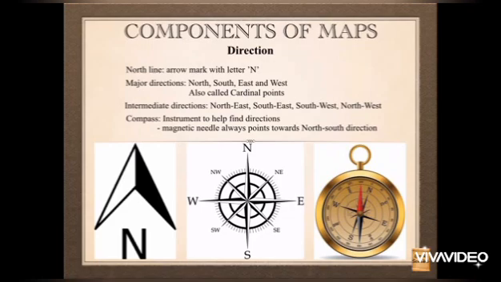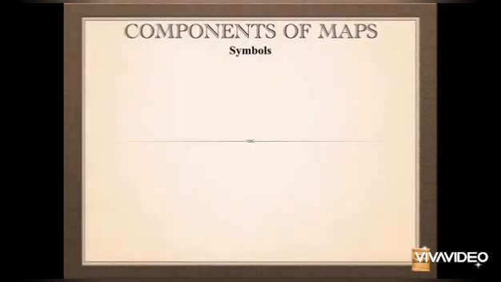So the direction will always be identified with the help of a compass. This is the compass. Usually you would have seen it. Children will also have it when they are playing, and even in many films they use this compass. We have seen this. The next thing is symbols.